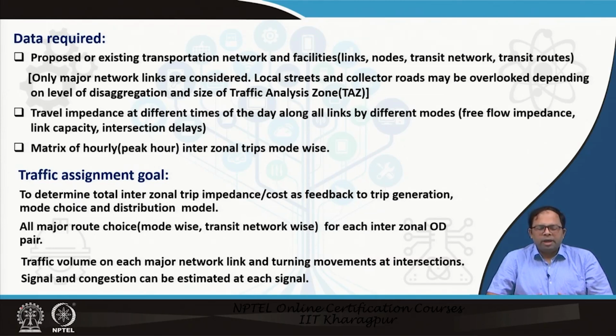And what do we mean by travel impedance? We need to understand what is free flow impedance, what is link capacity, what are the intersection delays, along with the total travel time. So our travel time is actually composed of many parts. It is composed of the intersection delay, and it is a result of the link capacity and the free flow impedance. That means if there is no congestion, then there is free flow, and that will take a certain amount of time, which is impedance, and then when the capacity increases, that will reduce. So all this information is required for this particular network.